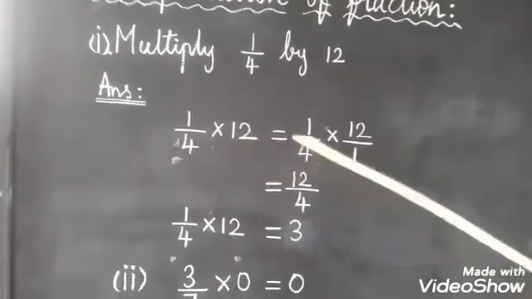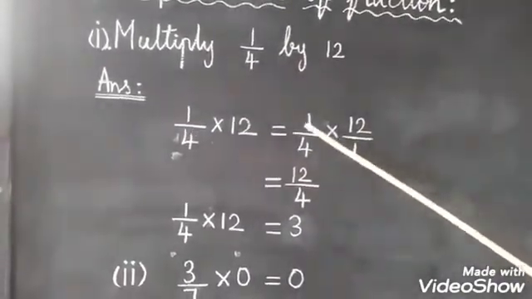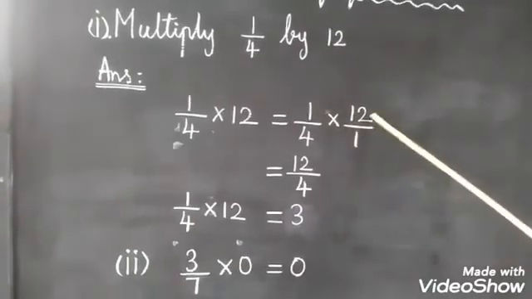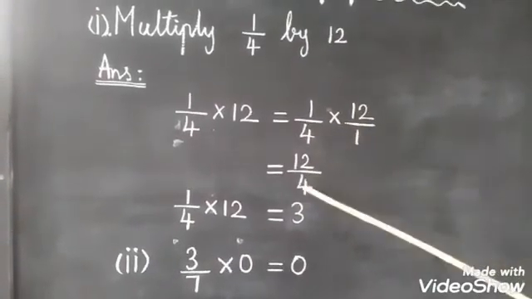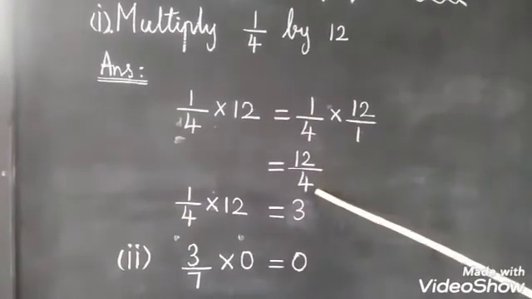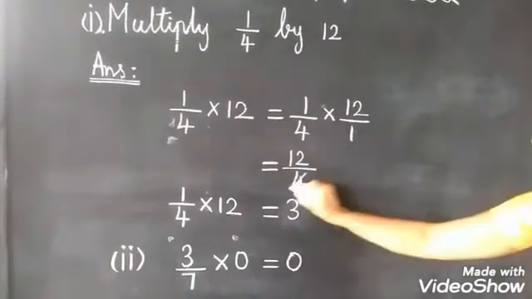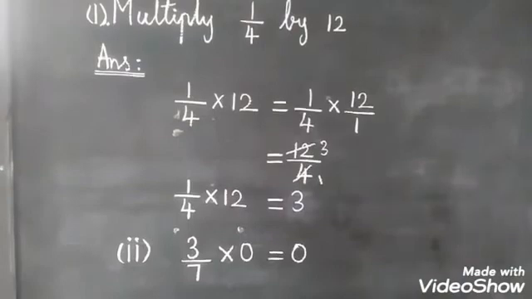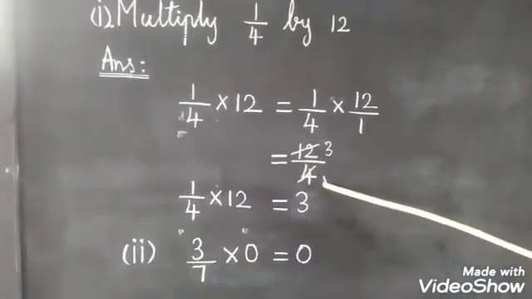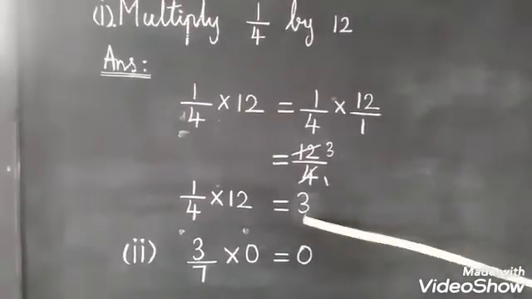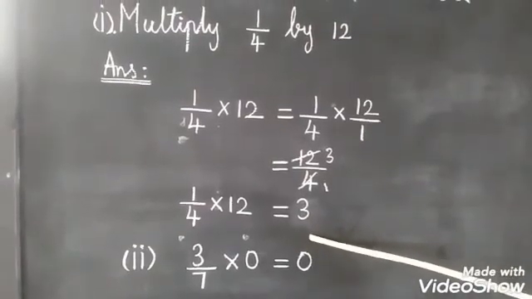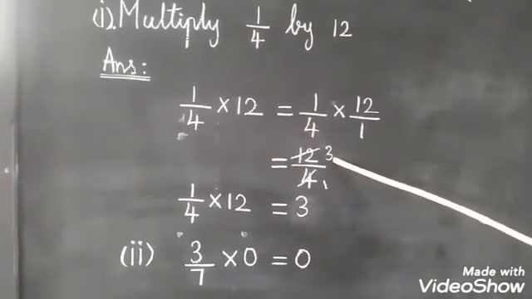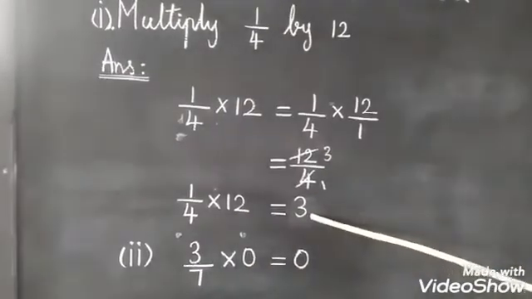Now we want to multiply numerator and denominator separately. 1 into 12, 12. 4 1 is 4. So we get 12 by 4. Now we have to cancel this. 1 4 is 4. By 4 table we have to cancel. 3 4s are 12. So we get 3 by 1. We can leave denominator 1. Answer is 3. No need to consider denominator 1. We have to write numerator only. So answer is 3.